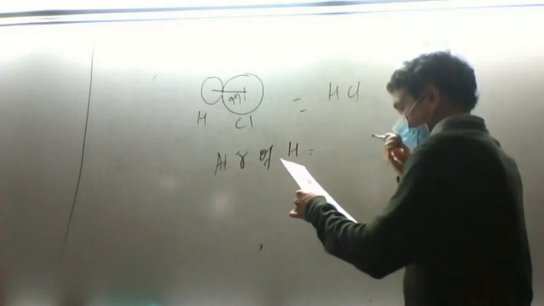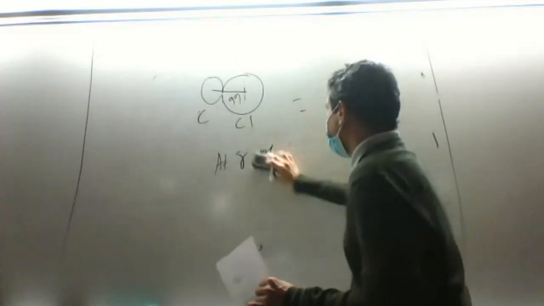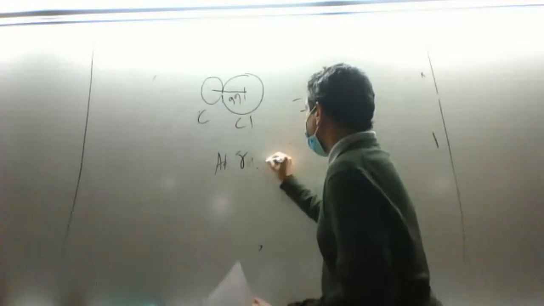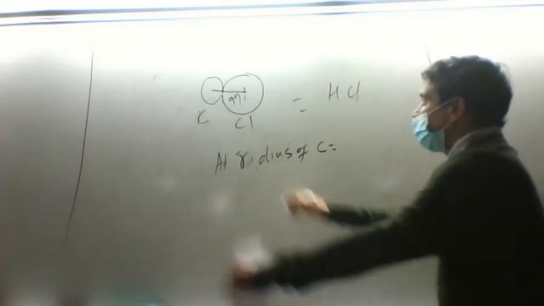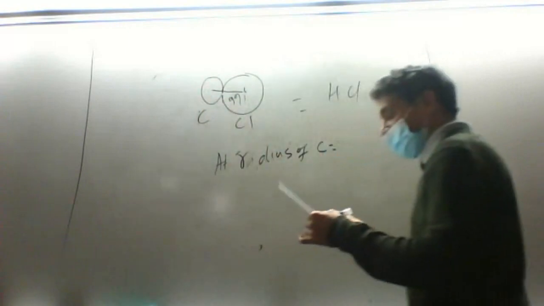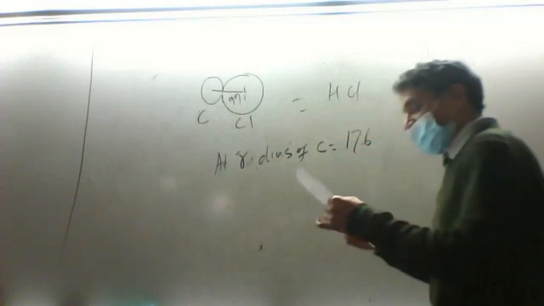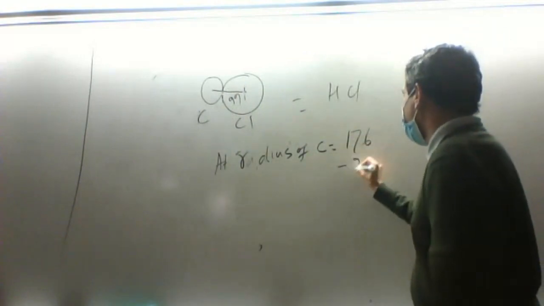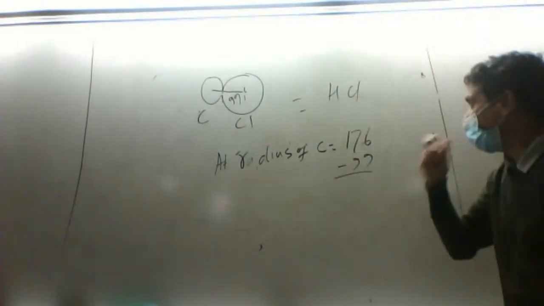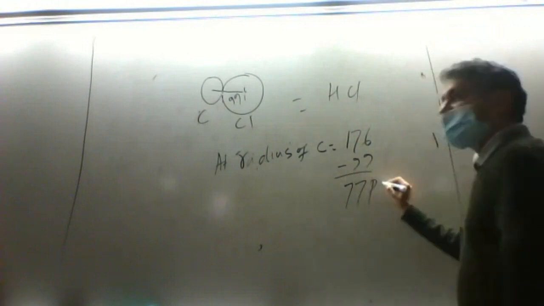That is what they are writing for carbon. Let's say carbon and chlorine. So the atomic radius of carbon first. The total from here to here in that molecule is 176, and from here to here we already know that is 99. So the atomic radius of carbon would be 176 minus 99, which is 77 picometer.